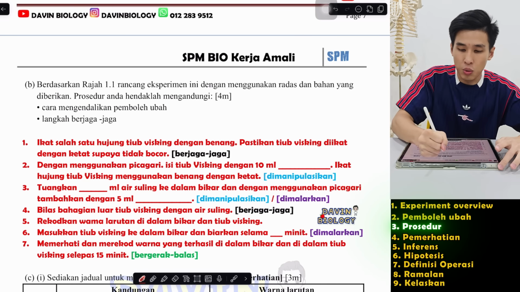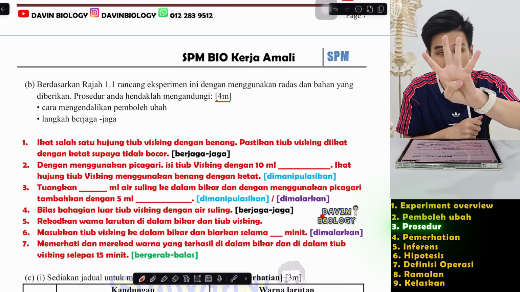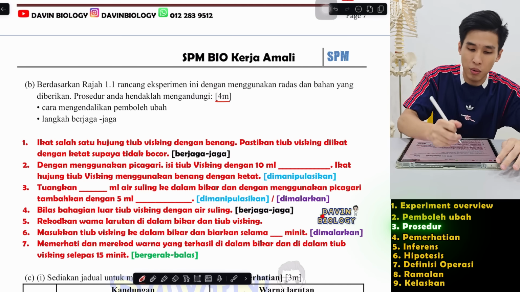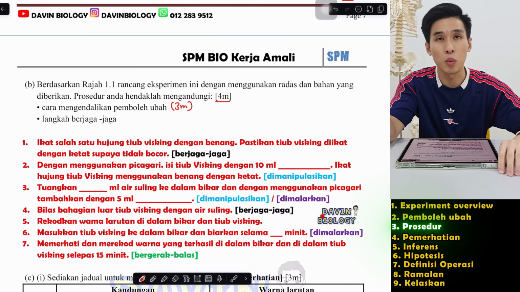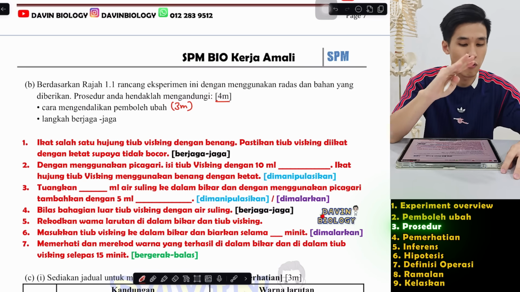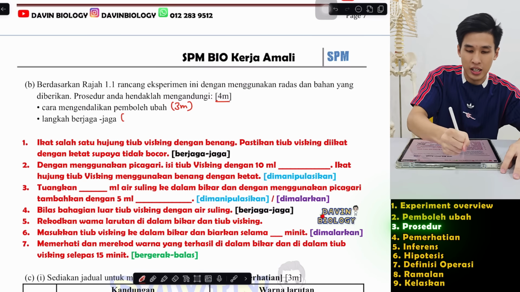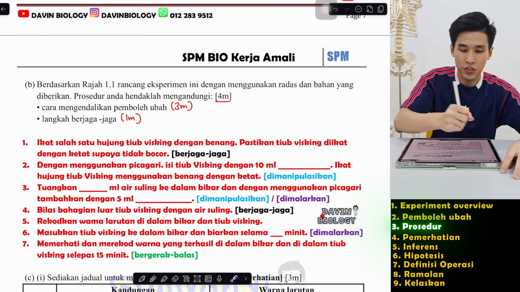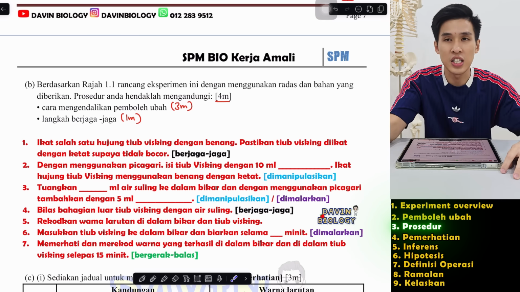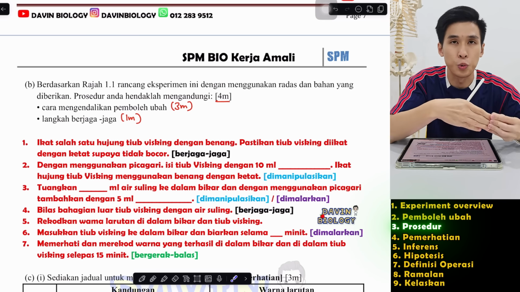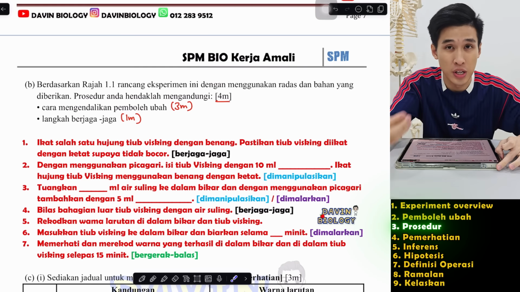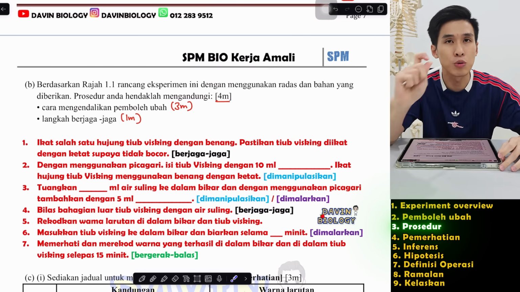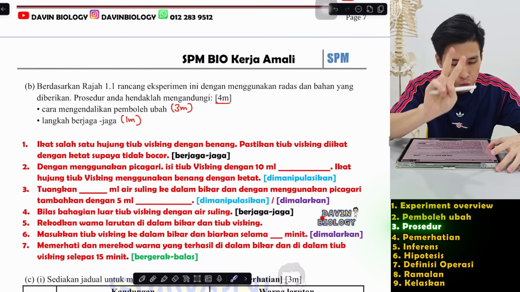So procedure total will have 4 marks. What are the 4 things you must get right to get these 4 marks? Is number 1, cara mengawal Pemboleh Ubah. Since there are 3 Pemboleh Ubah, must have 3 cara for each. And then langkah berjaga-jaga. Okay, langkah berjaga-jaga first. Langkah berjaga-jaga is steps you need to carry out to reduce error, to make your result more accurate. 让你实验更加准, how to 减少失误. So I'll give you 2 already.